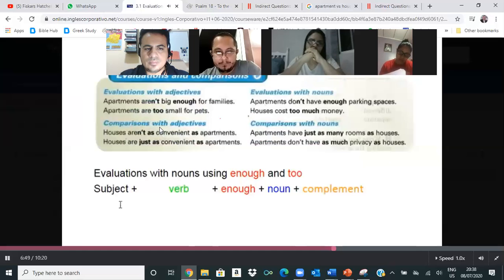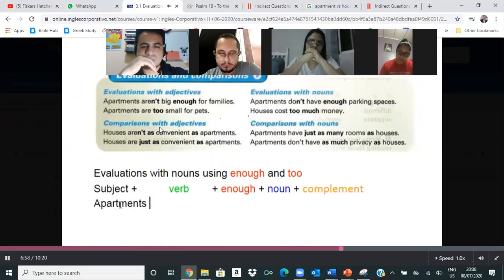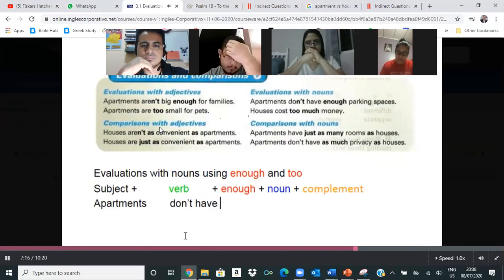And so let me present the formula at this time, and I'm going to show you what kind of things will change. Well, first of all, similar to making evaluations with adjectives, we're going to have a subject. So in this case, we're going to say apartments. Okay, that's going to follow a verb. In this case, it's no longer the verb to be. So that's the first thing that changes. We're no longer using the verb to be. So in this case, we're using any other kind of verb. In this case, it happens to be on a negative. So we're going to say don't have. That's the verb in its negative form.